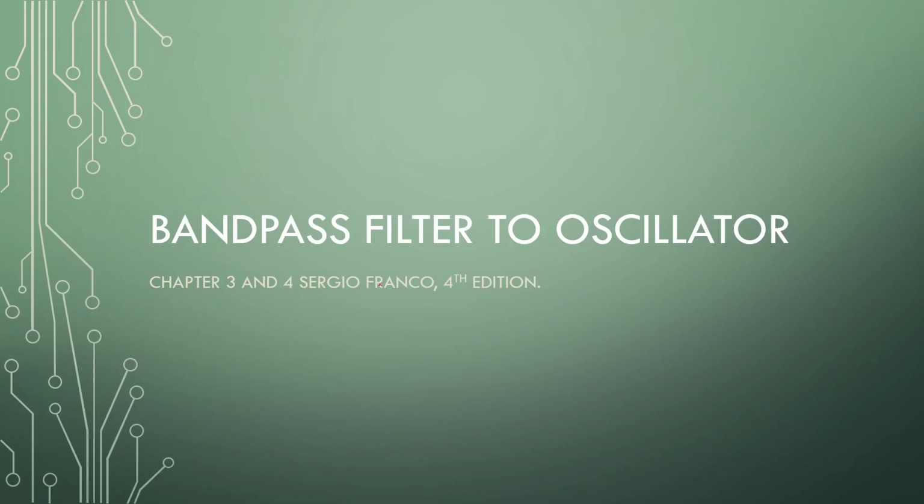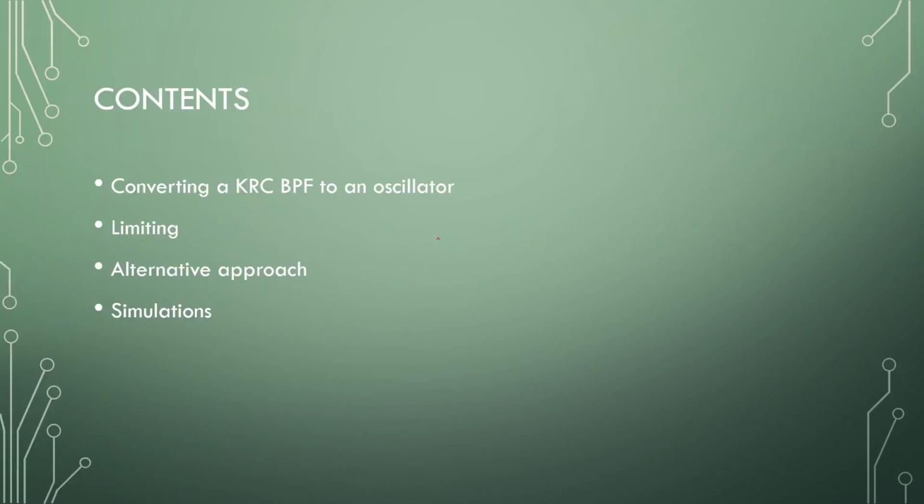Welcome to a short video on how to change a bandpass filter into an oscillator. This is specific to our KRC filters. Most of them have positive feedback, so at a specific gain we can get them to oscillate. Okay, so I'm going to use the bandpass filter to do this.